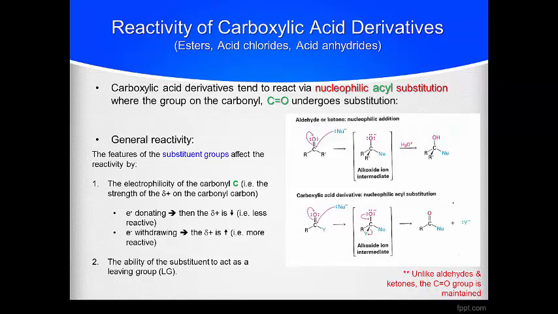If the electrons are being pulled away from this carbonyl carbon, it's going to be making it more positive, so that it will be more able to accept that nucleophile that's coming in. So another thing to think about when we're talking about our reactivity is the leaving group. So how good is this Y at leaving? So it needs to be a good leaving group because it's got to leave, and we're going to make this carbonyl again.